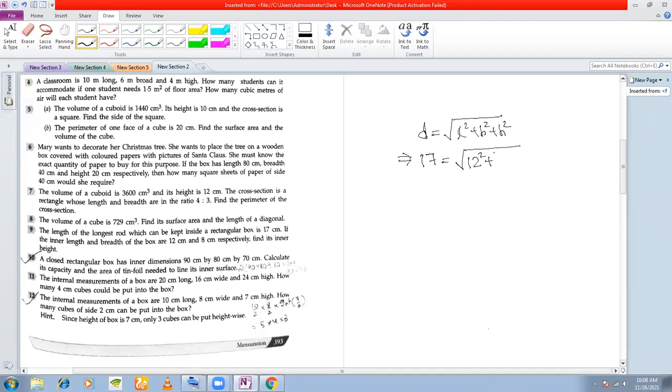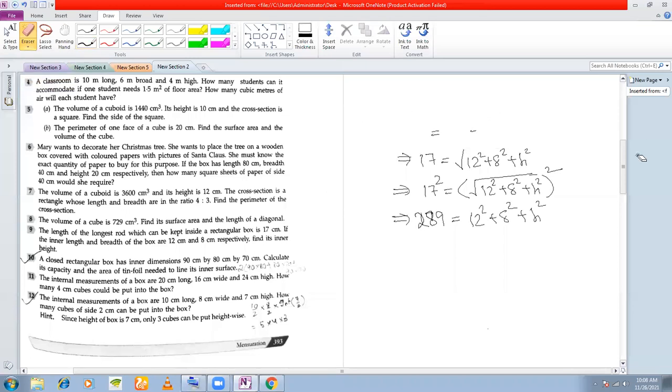Root over of length was 12. Breadth was 8, plus 8 square. Now if you square both sides, because I want to remove the radical, I take 17 square is equal to root over of 12 square plus 8 square plus 8 square. Okay, so now what happens? This becomes 289. And because I'm squaring both sides here, this becomes only 12 square plus 8 square plus 8 square. Now you understood? Yes, sir. Thank you. So we are squaring both sides actually, because we want to remove the radical.